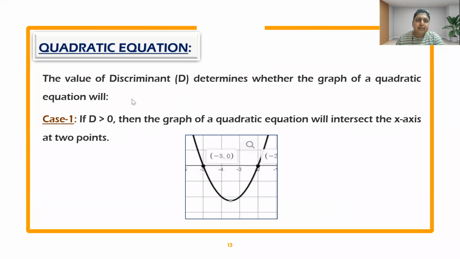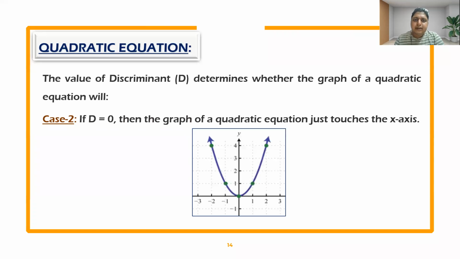Secondly, the discriminant. The value of the discriminant determines how the graph of a quadratic equation will behave. There are three conditions. If d is greater than 0, it will cut the x-axis at two distinct points, that means two distinct x-intercepts. It will be x equal to -2 and x equal to +2. That will have two distinct and real roots. This is the condition that we discussed earlier when we described the nature of roots. So d is greater than 0, and the graph of a quadratic equation will intersect the x-axis at two different points.